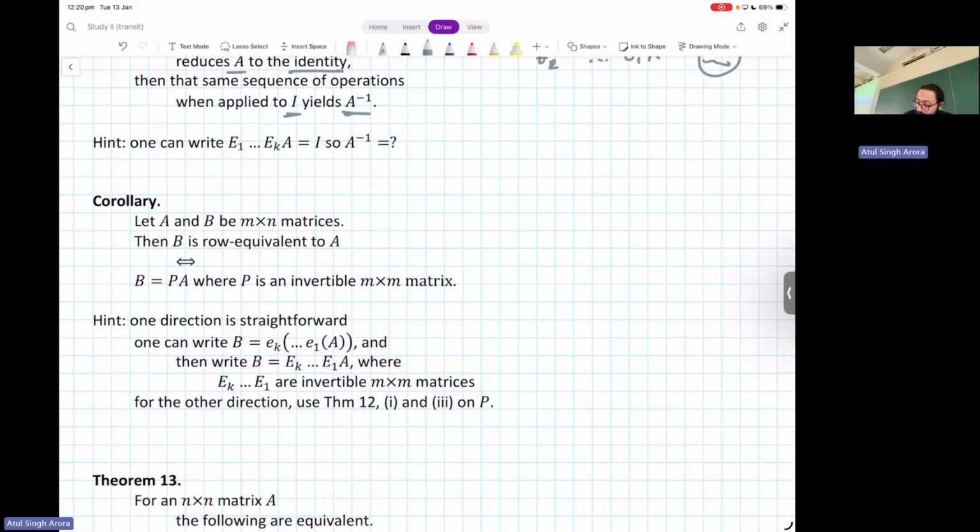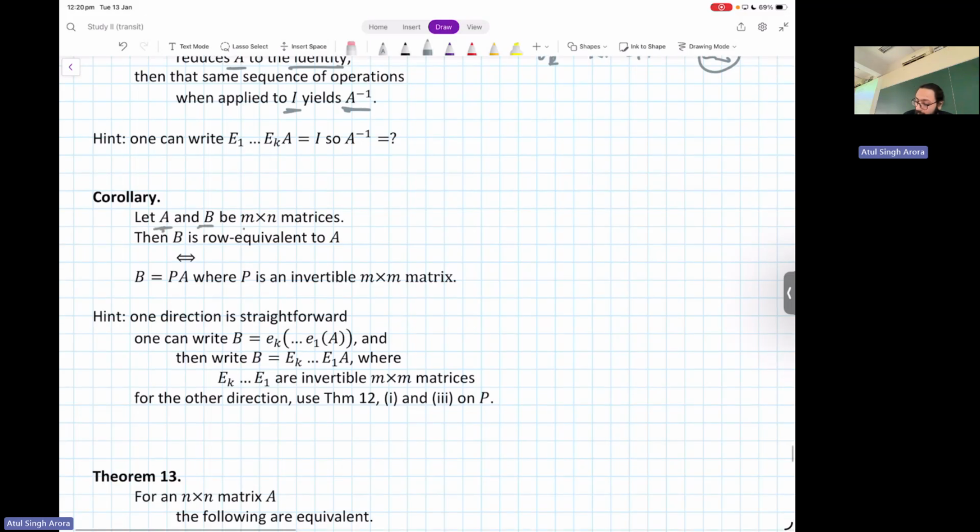So here what we are saying is that let A and B be m cross n matrices. Then the claim is that B is row equivalent to A is the same as saying that B can be written as P times A, where P is an invertible m cross n matrix.